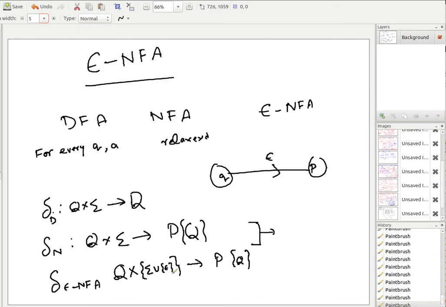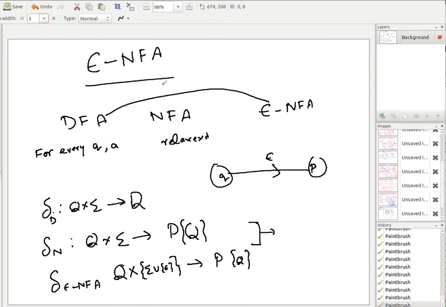So the question is, by doing that, do we have more power to recognize more languages? Does the power increase in some way? Because we are trying to build a bigger and better machine, right? Initially, we just had a simple machine. Then we said, okay, let's relax it. We got NFAs. Then we said, let's relax further and give more options. Does it increase the power? The answer is no.